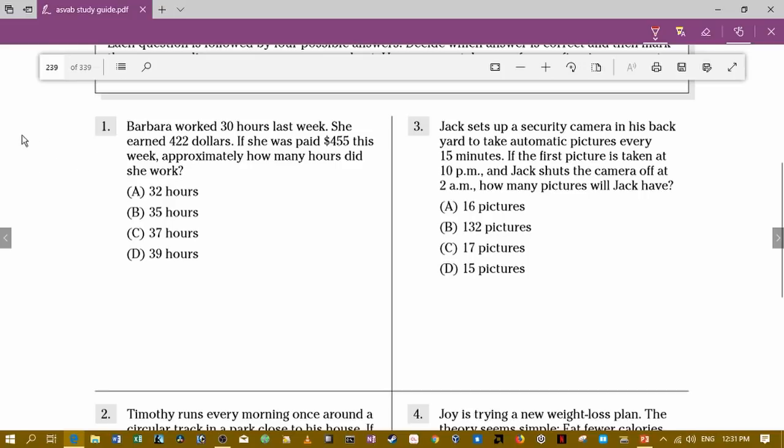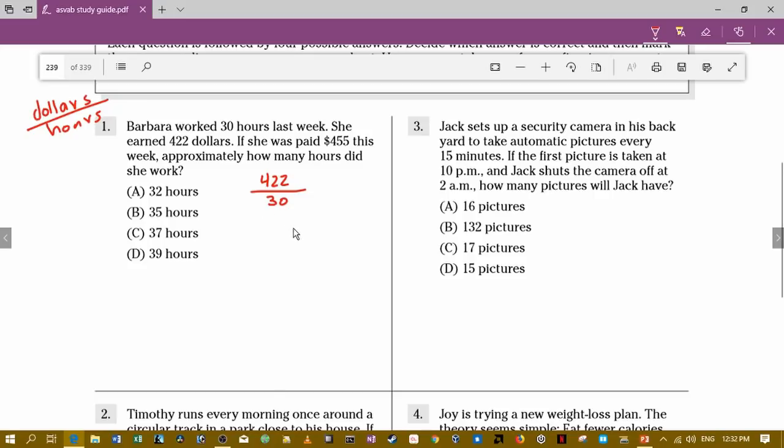And to do that, we're going to do dollars divided by hours to find the hourly wage. So we're told first that she earned $422 when she worked 30 hours. The way you can read this is 422 over 30, or as is the case with all fractions, 422 divided by 30. So let's go ahead and set this up.